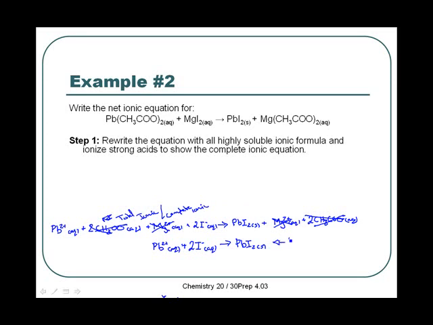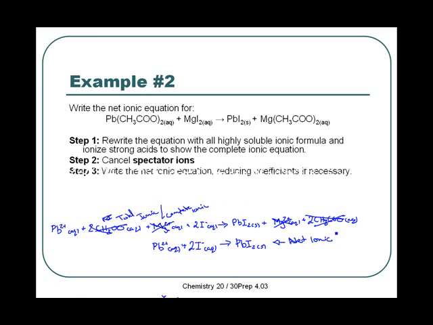And the second one is a net ionic. And so there are some steps there. We canceled our spectator ions, those things that didn't change. And then we wrote the net ionic equation, and we reduced the coefficients if necessary. This one we didn't have to.